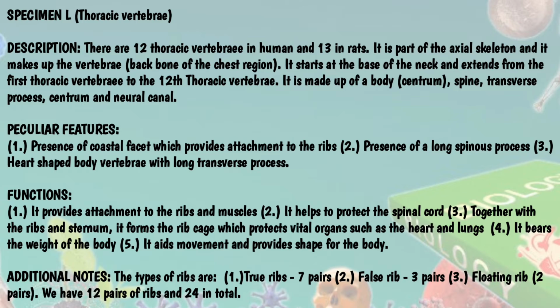Also, in addition, we have several types of ribs, which are the true ribs, false ribs, and then the floating ribs. So for the true ribs, we have 7 pairs. For the false ribs, we have 3 pairs, and then for the floating ribs, we have 2 pairs. So in total, we have 12 pairs of ribs, but 24 in total.